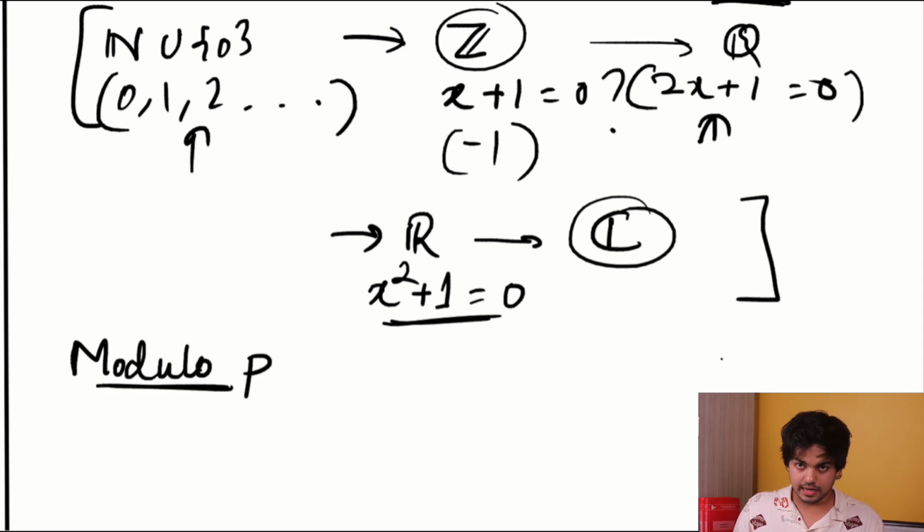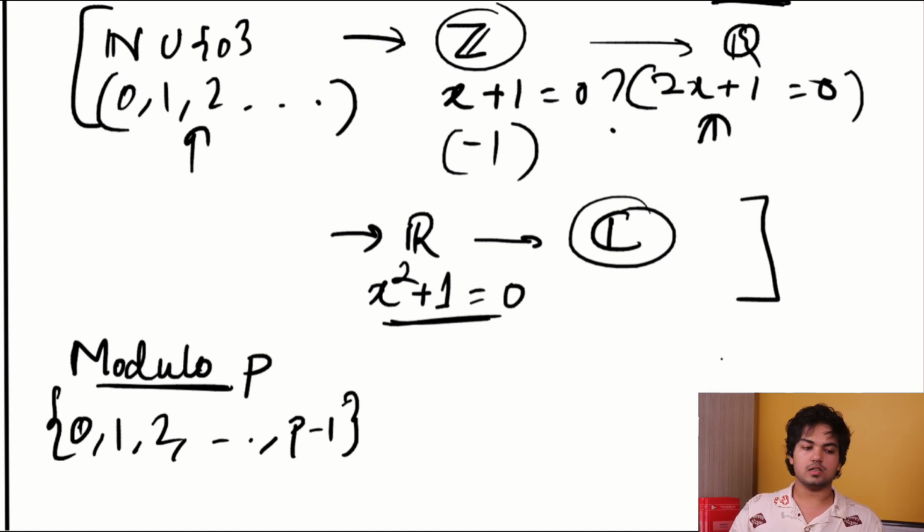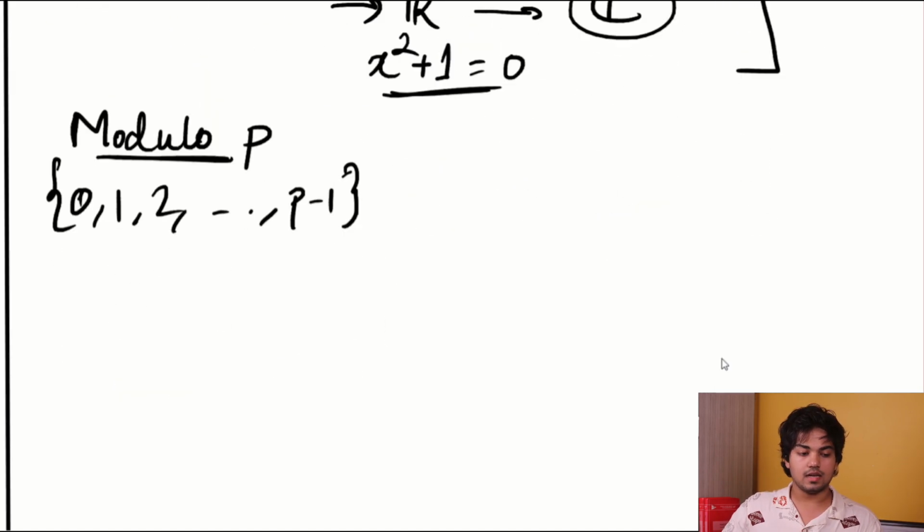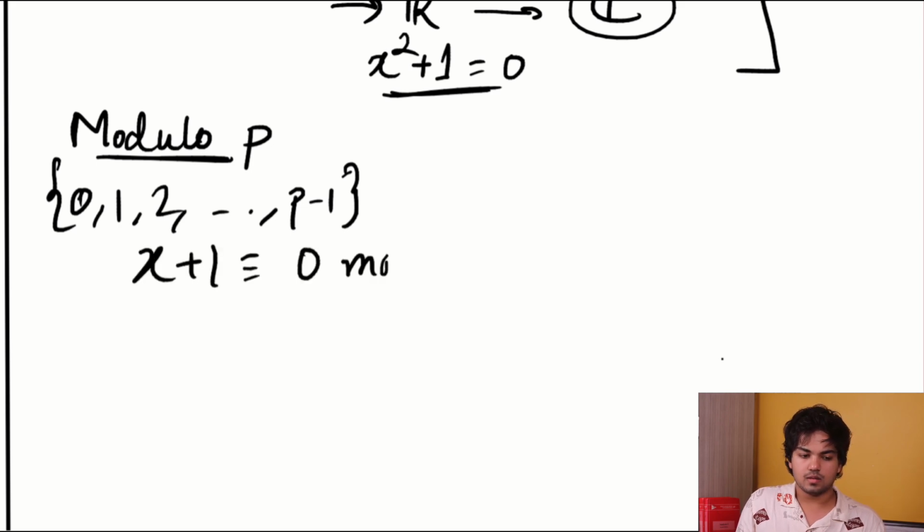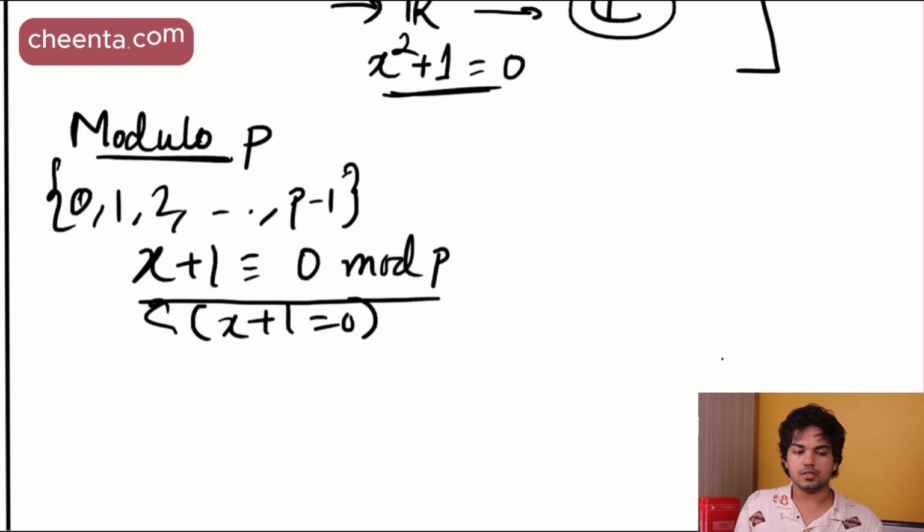So inherently, you have only p residues modulo p, right? 0, 1. These are the numbers modulo p. 0, 1, 2, ..., p minus 1. You can ask the question, can I solve x plus 1 congruent to 0 mod p? Which is essentially the modulo p version of x plus 1 is equal to 0, right? That's what it means here. x plus 1 congruent to 0 mod p.